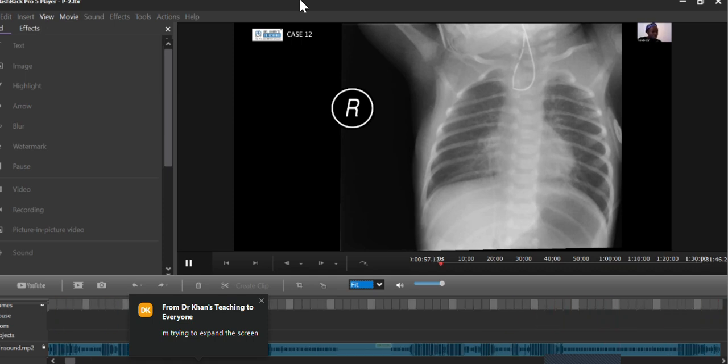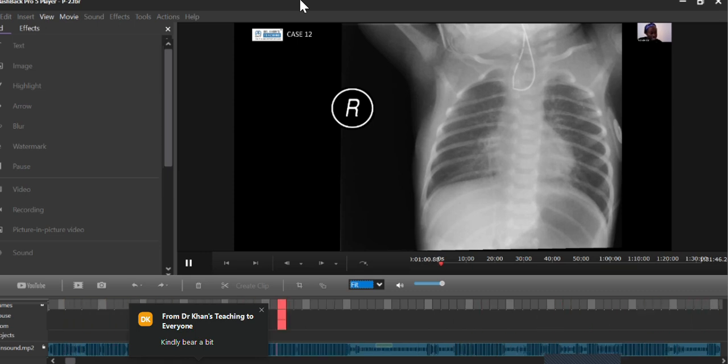Excuse me, Toby, you are using the pointer? Can you see it? Can you move it, because I cannot see it right now? Can you see it now? I can see it now.